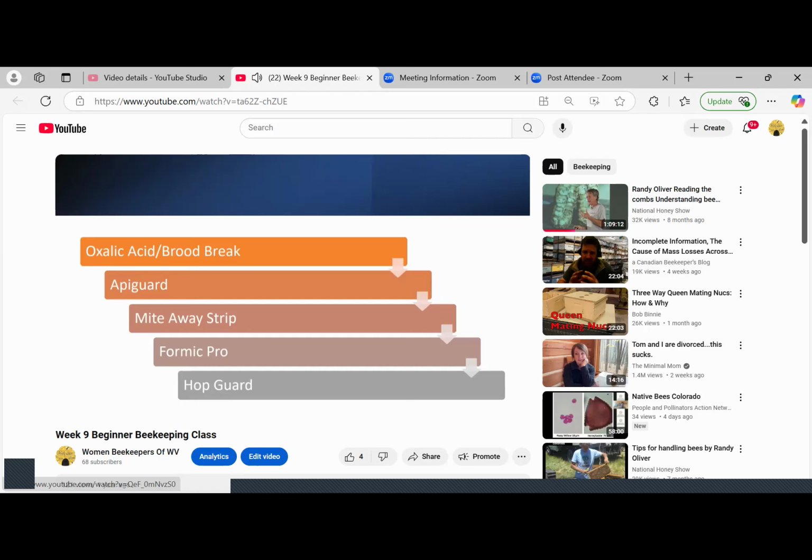But I would definitely, after I use them, do an OA treatment one time and do a folder or the to catch the mites to see if it worked, because that's the problem with a lot of mite treatments: people either are lazy or they get too busy or they count on the mite treatment working.